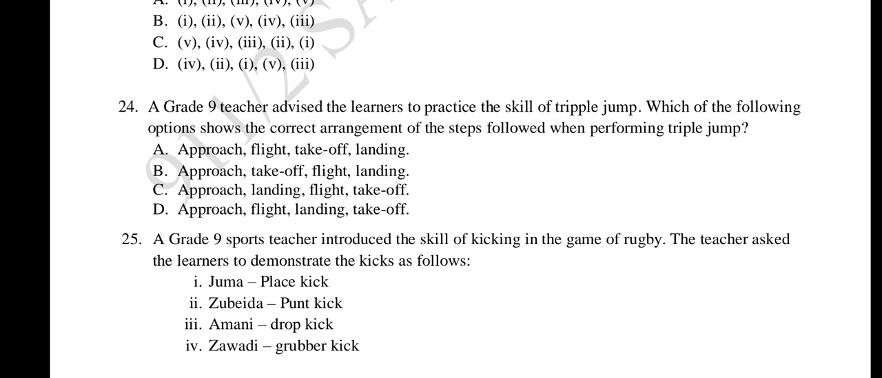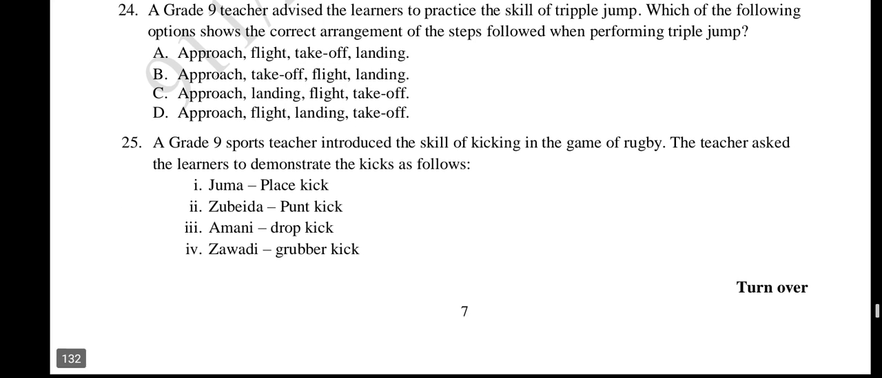Then a grade 9 teacher advised the learners to practice the skill of triple jump. Which of the following options shows the correct arrangement of the steps followed when performing triple jump? Steps: approach, takeoff, flight, landing, which is B.